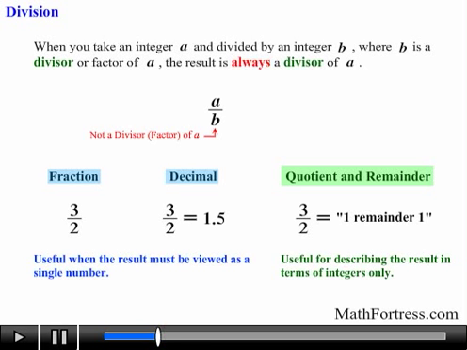Since we are reviewing integers in this video, it's natural to talk about them first. We will discuss fractions and decimals in a later video. For now, let's discuss the third view, division as a quotient with a remainder. Say I have the integer 13, and I want to divide it by 5. Notice that it won't divide evenly with 5.